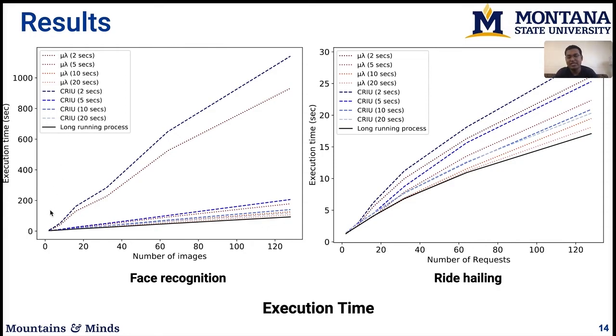In that case, you can see that CRIU has higher execution time compared with micro lambda. Both have the same R limit too, so micro lambda performs better than CRIU. Similarly, in the second graph, you can see the same result: micro lambda performs better compared with CRIU in all cases.